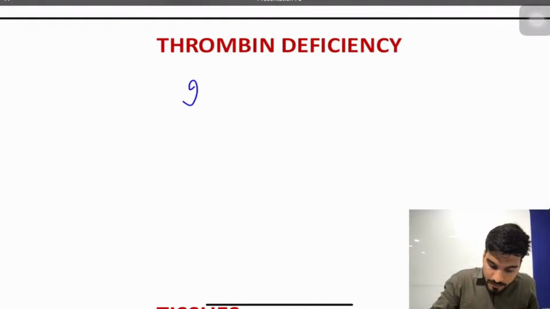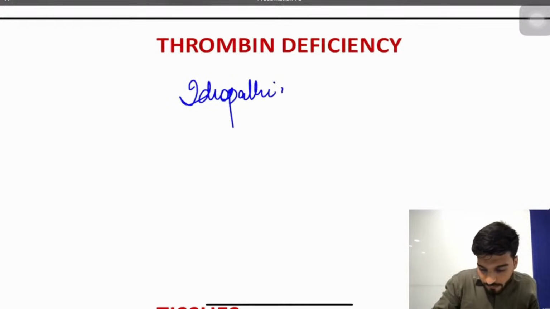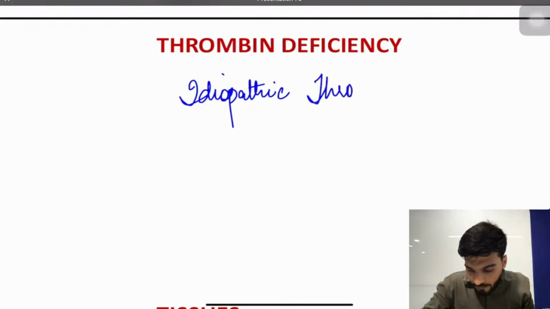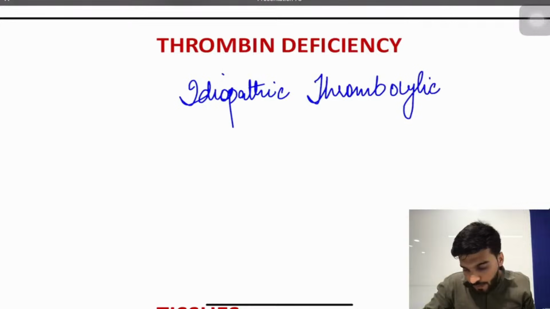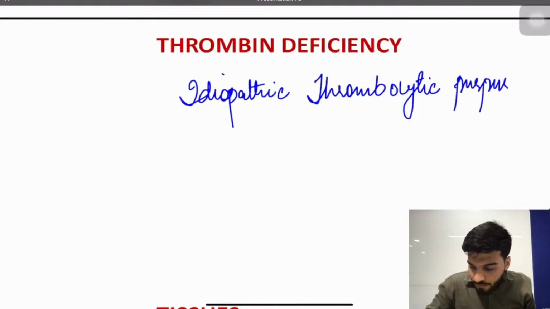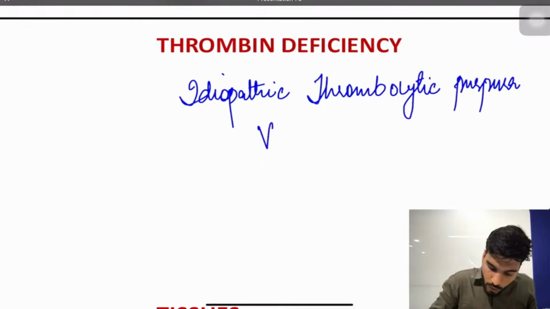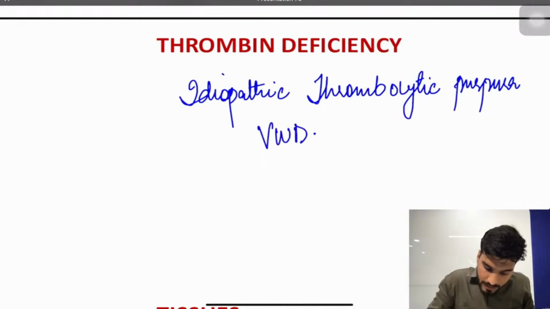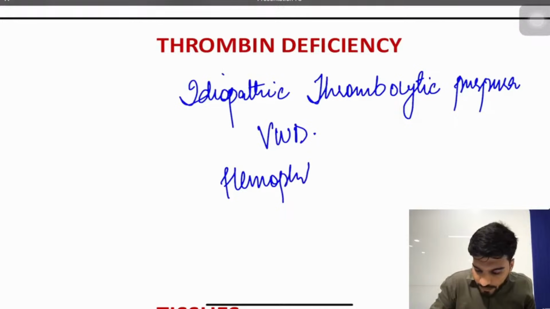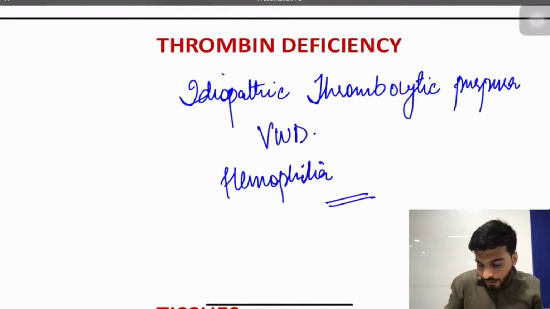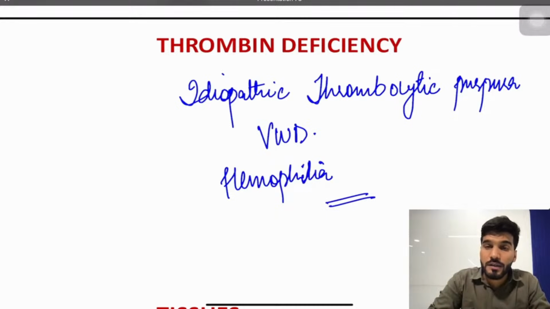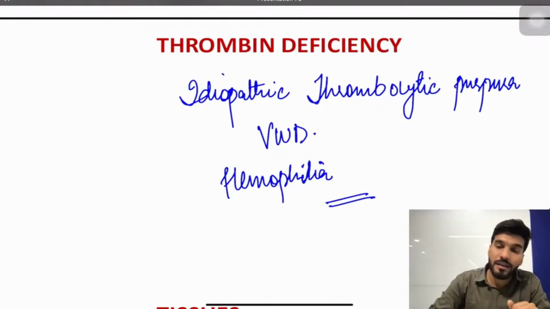So what all can be there in this? Patient can have idiopathic thrombocytopenic purpura. Followed by that, patient can have von Willebrand's disease, or patient can have hemophilia. Rarely hemophilia happens. From your hematology, please do remember what factors are deficient. In VWD, factor 8 is deficient. Desmopressin is the drug of choice. Hemophilia A, B, C: factor 8, factor 9, factor 11. Is that clear? Parahemophilia is factor 5.